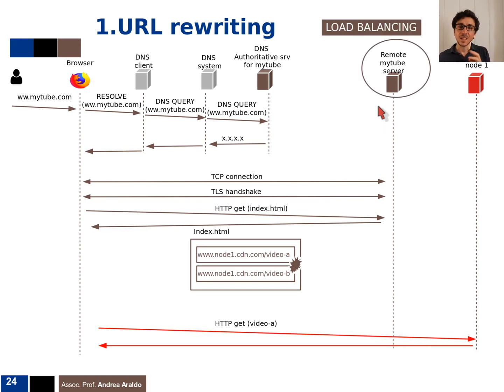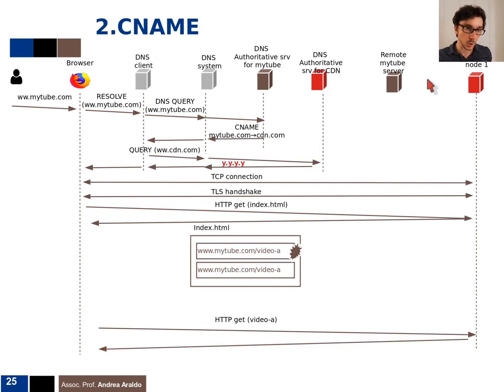Moreover, the load balancing strategy must be taken care of by the MyTube server, because if you want to distribute requests to CDN node 1, 2, 3 to load balance, you have to change the page index.html for every user, replacing the links every time. So this is complicated for MyTube, and this is why this URL rewriting is not used a lot.